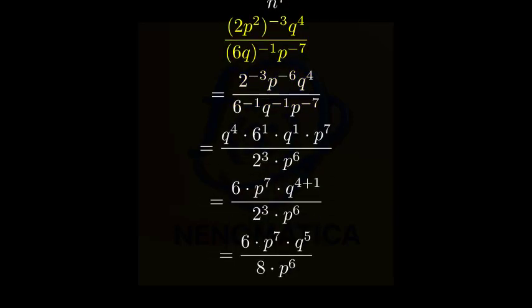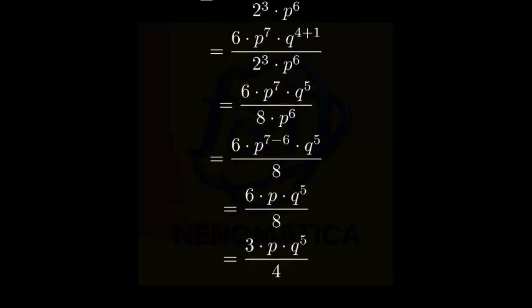In the numerator, we have q to the fourth times q to the first, which is q to the fifth. We also have p to the 7th and 6 to the first. Now, we simplify the exponents of p. We have p to the 7th in the numerator and p to the 6th in the denominator, giving us p to the first power in the numerator. We can further simplify by dividing both the numerator and the denominator by their greatest common factor, which is 2.